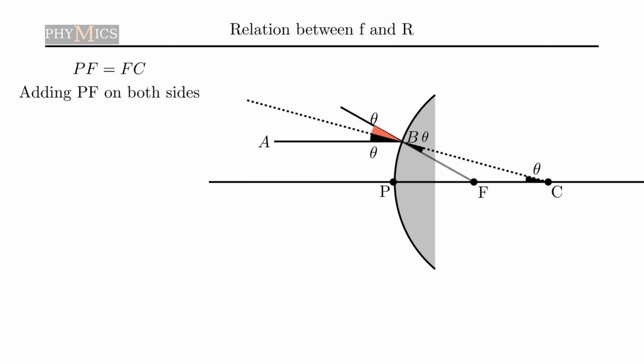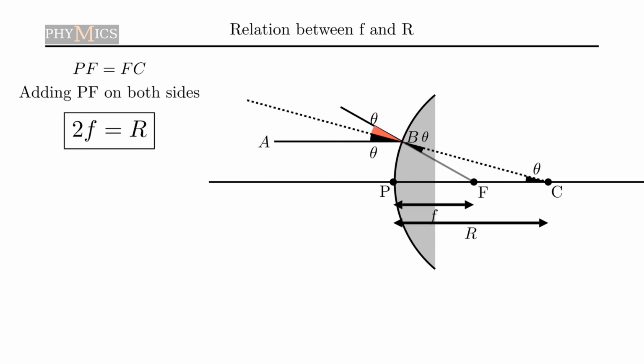Now adding PF on both sides of this equation, we get PF plus PF equals PF plus FC, which becomes twice of PF equals PC, as PF is equal to the focal length F and PC is equal to the radius of curvature R. Therefore, the relation becomes twice of focal length equals radius of curvature R, which is the required relation.